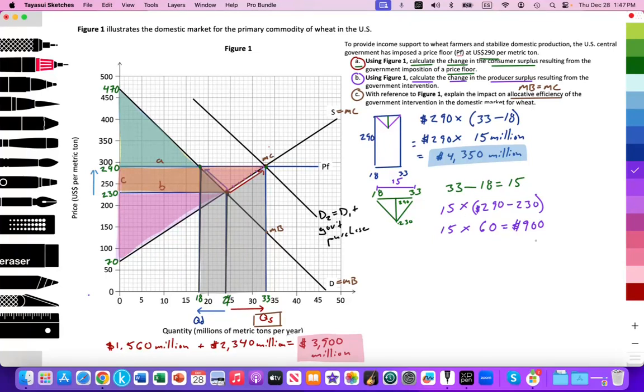Then I'm going to divide that by 2 because this is a triangle, base times height, divided by 2. I'm going to cut that shape in half. And so that works out to 450. So there's the surface area of that triangle, 450 million.